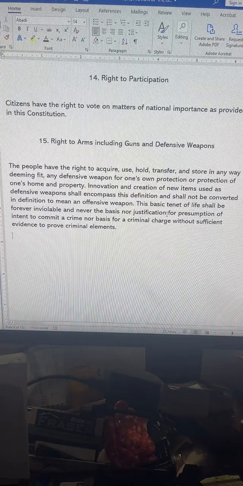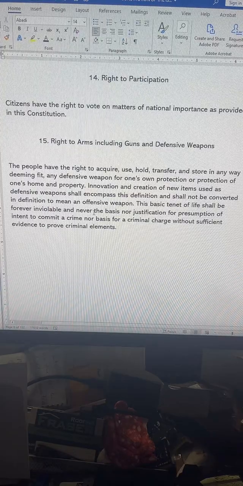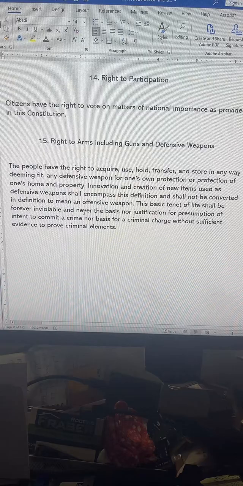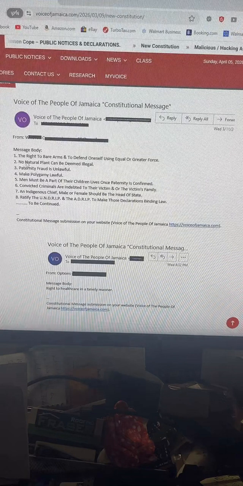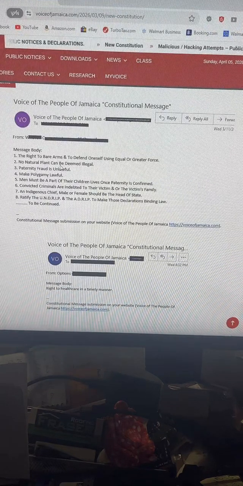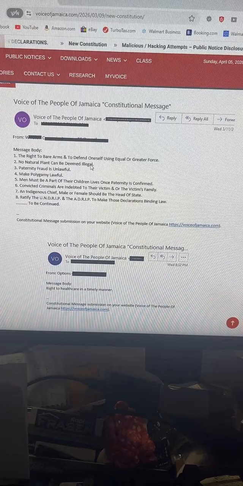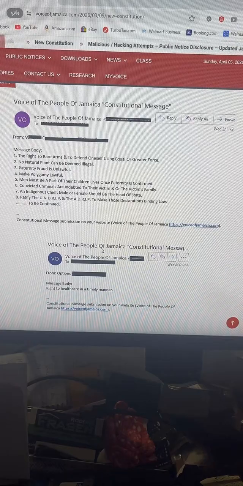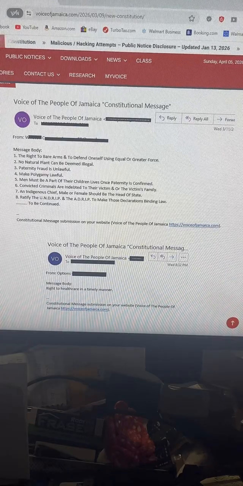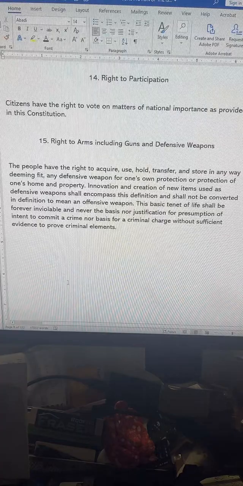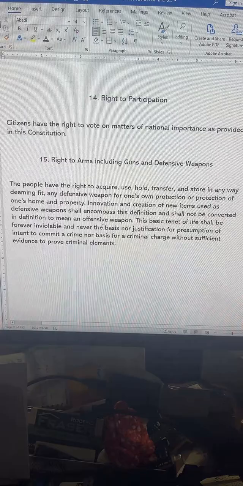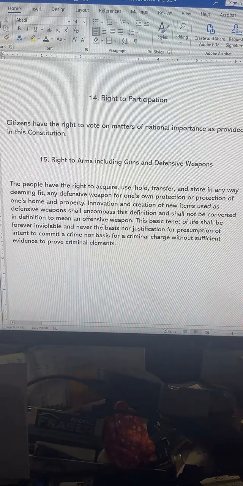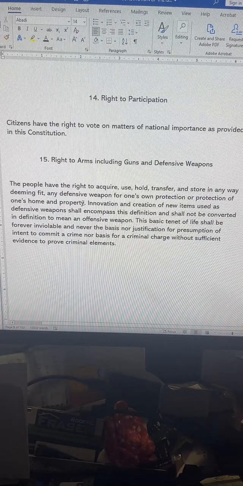Exactly. All right. So, there we have the first suggestion, right? The right to bear arms so that we can all be protected, not just law enforcement and not just the criminals, right? Number 2, no natural plant can be deemed illegal. Okay, so I, for one, am in agreement with this. But again, as we go along, we're going to vote on some of these things, right?